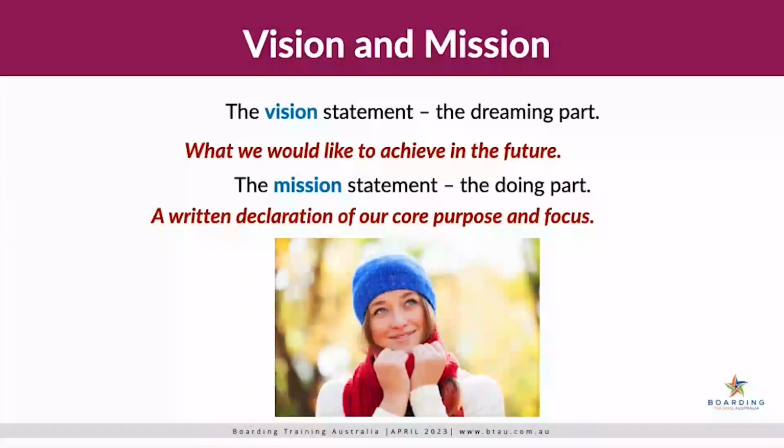So what is vision and mission? And people often get these mixed up. So very simply, it's like this. The vision statement is the dreaming part. What do we want to achieve in the future? What are we aiming for in the future? The mission statement is the doing part.